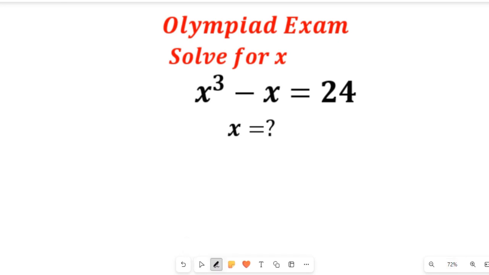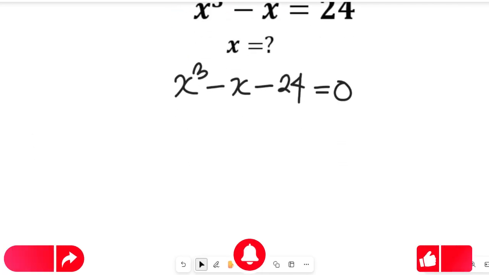To solve this equation, I'm going to make x to the power of 3 minus x minus 24 equal to 0. And this is a polynomial equation. Since we subtracted 24 from both sides, the right hand side will be equal to 0. So what do we do from here?